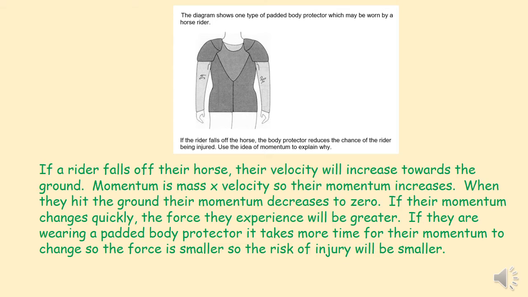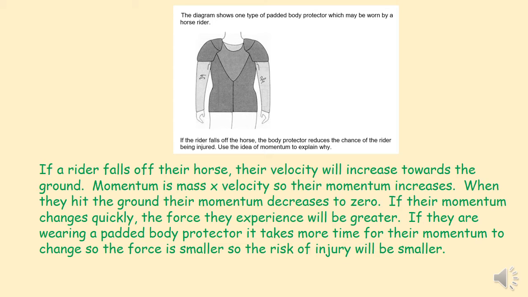So hopefully what you wrote will be something like this. If the rider falls off the horse, the velocity will increase towards the ground. Momentum is mass times velocity, so their momentum increases. When they hit the ground, their momentum decreases to 0. And then, as you've done before in the previous one, if the momentum changes quickly, the force they experience will be greater. If they are wearing a padded body protector, it takes more time for their momentum to change, so the force is smaller, so the risk of injury will be smaller.